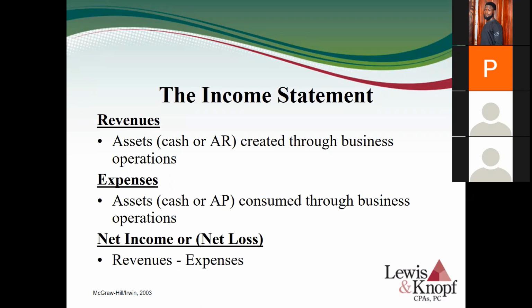And then you have the net income or the net loss. That is the revenue minus expenses. So when your revenue is more than your expenses, it means you are making profit. But when your expenses are more than your revenue, then it means you are not making any profit at the end. You are rather losing.